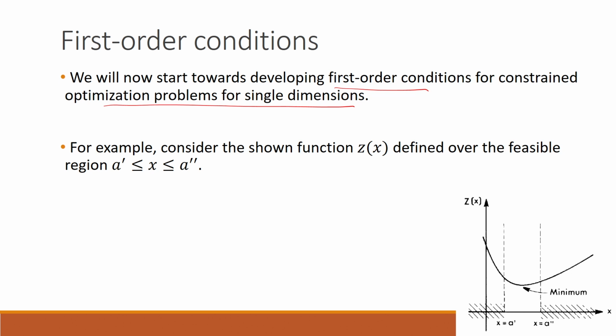We are first focusing on developing first order conditions. In the unconstrained, single dimension case, the first order condition is that the slope of the function at the minimum should be equal to 0. That is the first order necessary condition, but as we saw at the start of this lecture, it may not necessarily be the case in constrained optimization. Suppose we have this function z(x), defined over this feasible region a' to a''. This is the diagram we are focusing on. On the y axis we have z(x), on the horizontal axis we have x, and here we have these two values a' and a''.